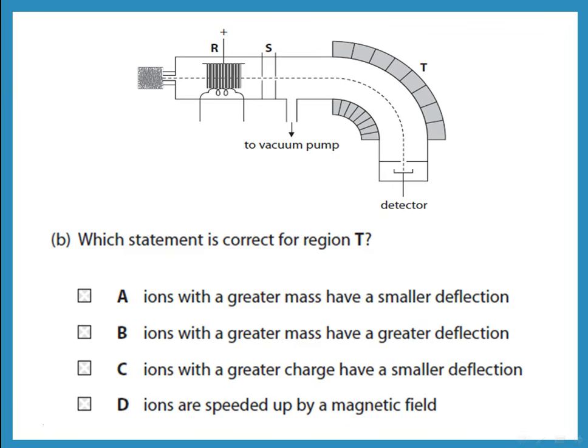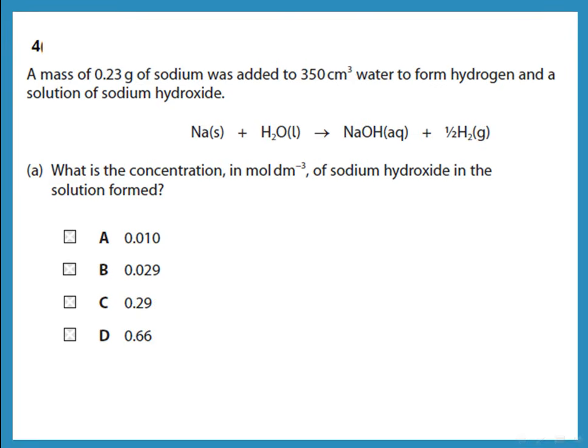Now, how do they deflect? We're trying to separate the different ions by the deflection. This is because as the mass becomes smaller, it deflects more. If the mass is heavier, it deflects less. So, which of these is correct? The ions with the greater mass have a smaller deflection. This is what happens at T.